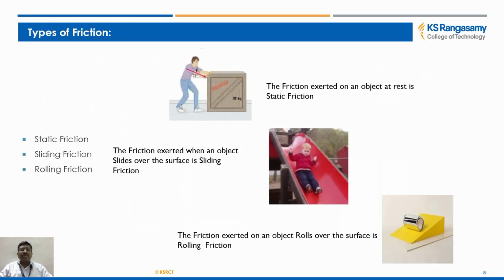So, the following are the types of friction: static friction, sliding friction and rolling friction. The force exerted on an object at rest is called static friction. You can see in this diagram, a man is pushing a body which is at rest. In the second diagram, the friction which is exerted when the object slides over the surface is known as sliding friction. And the last one, the friction exerted on an object which rolls over the surface, is rolling friction.